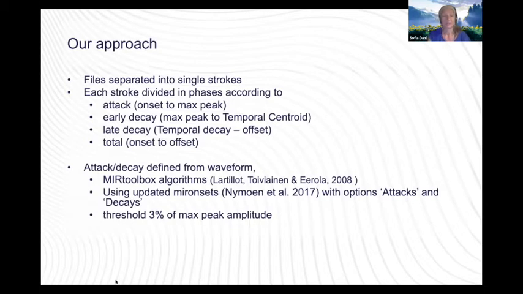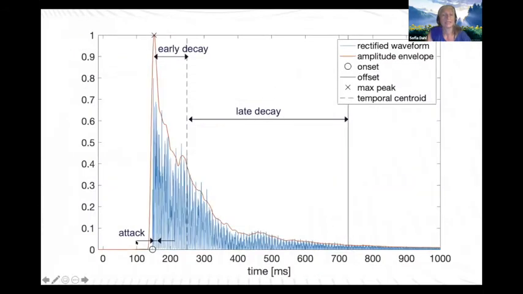And I'll show that on the next slide here. So for the attack, we have here the rectified waveform in blue, and we found the attack here as a threshold of 3% up to the maximum peak. Then we find the max peak here from the envelope, to avoid influence of spurious peaks. And then we have the temporal centroid between this max peak and the offset, which was 3% again.